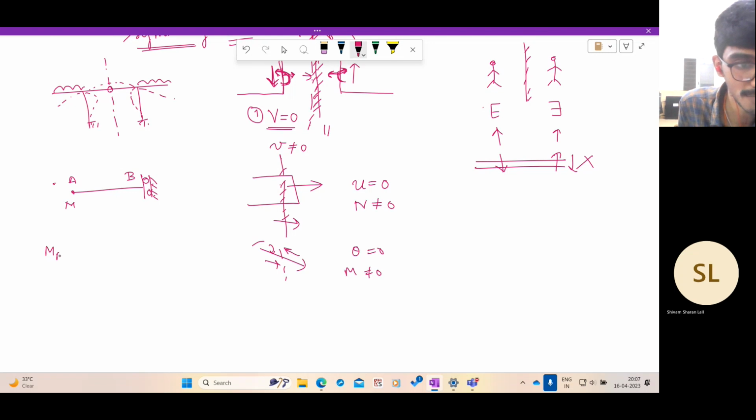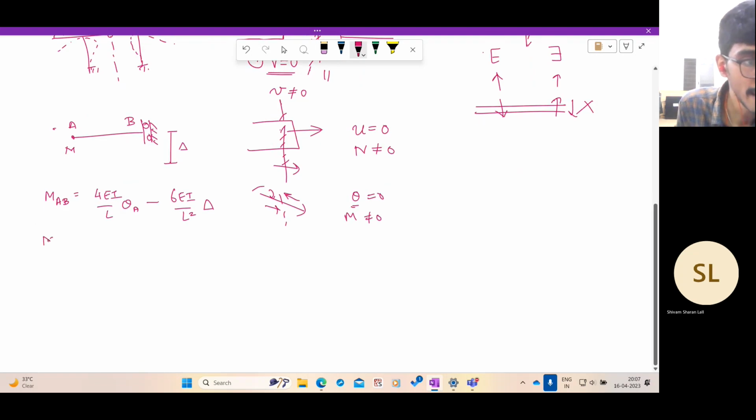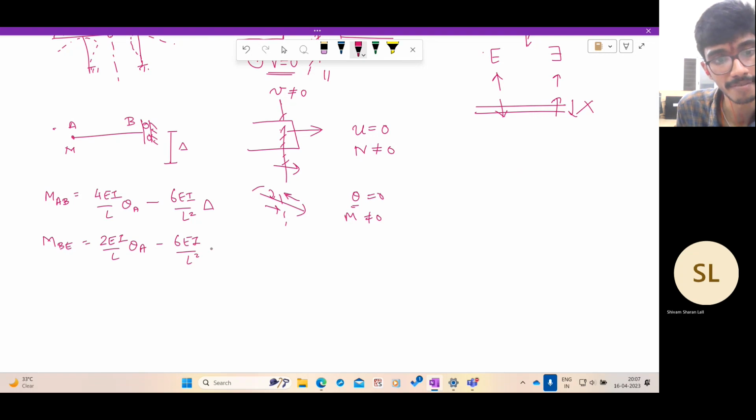What is MAB for the span? MAB is 4EI by L theta A plus 2EI by L theta B. But since its rotation at this point is 0, it is 0. But it can have a delta, minus 6EI by L square delta. And what is MBA? MBA is 4EI by L theta B, which is 0, plus 2EI by L theta A minus 6EI by L square delta.